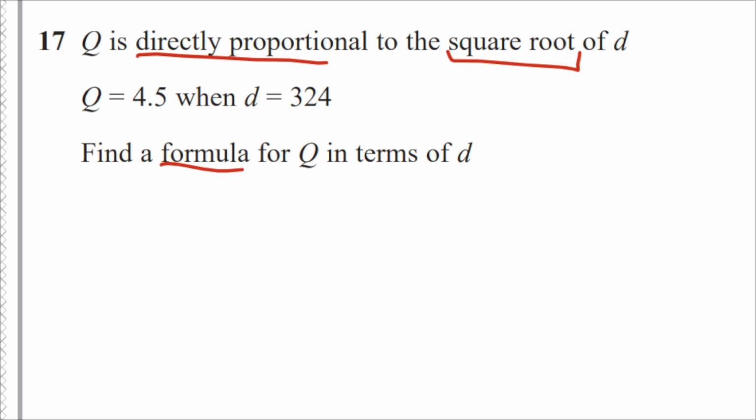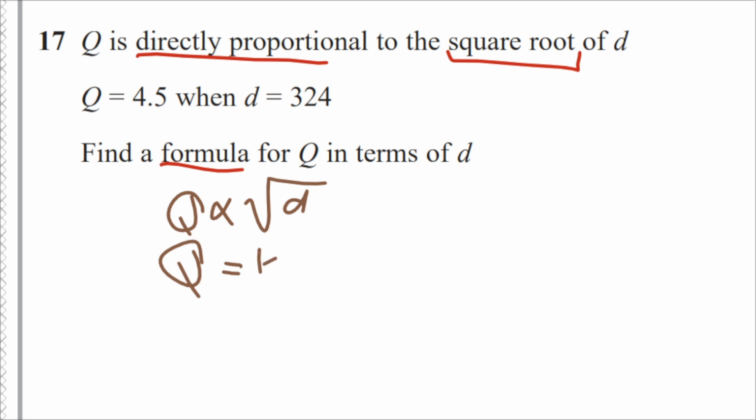This is even better. Now let's first set the proportion. So Q is proportional to the square root of D. That means Q is equal to K root D. Now let's substitute the values. Q is 4.5, is equal to K, which we don't know, root 324.